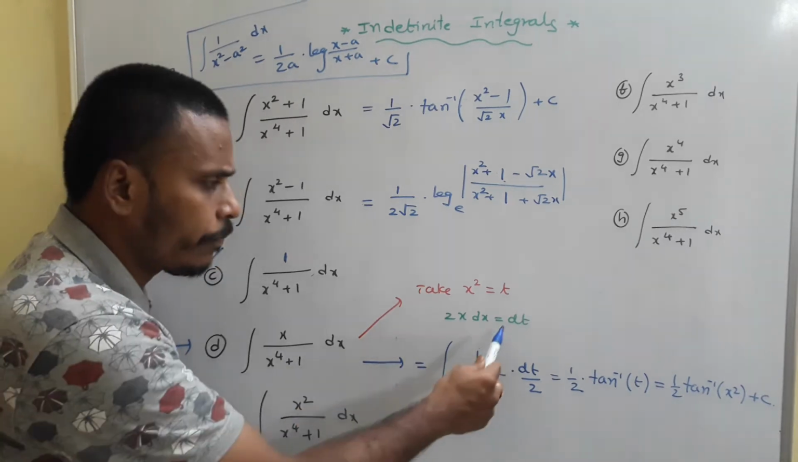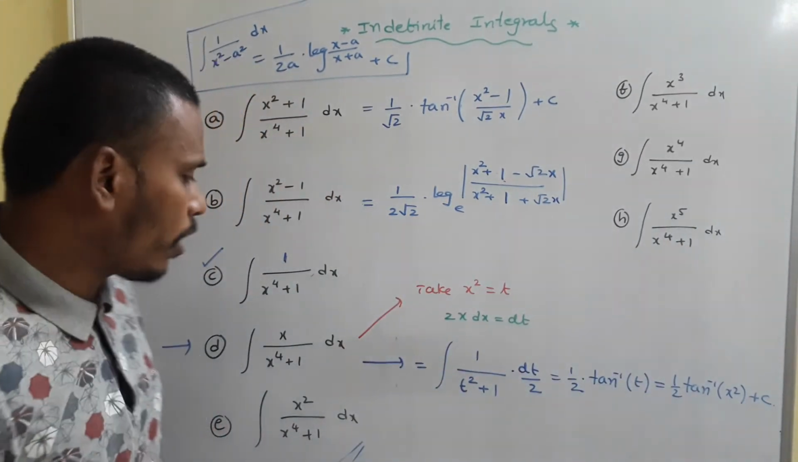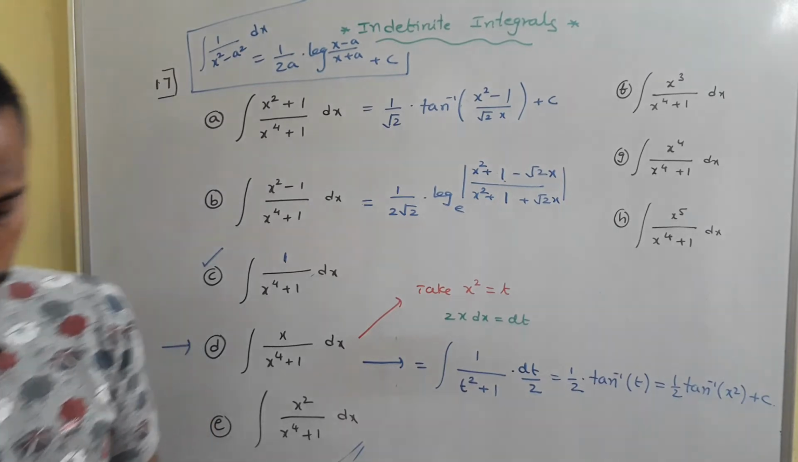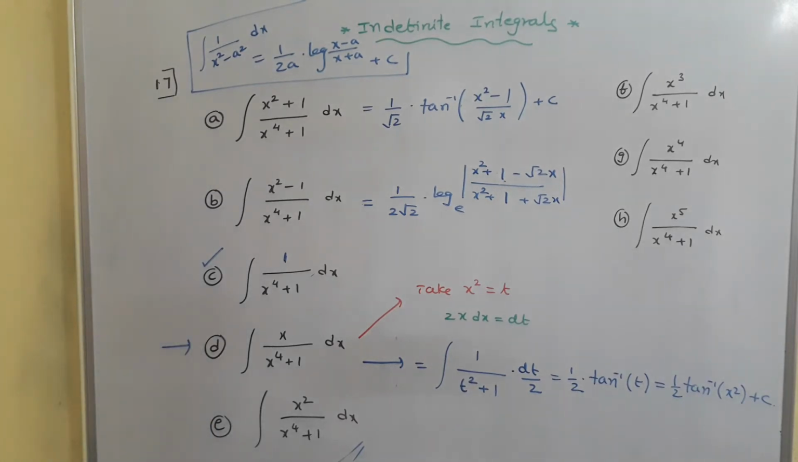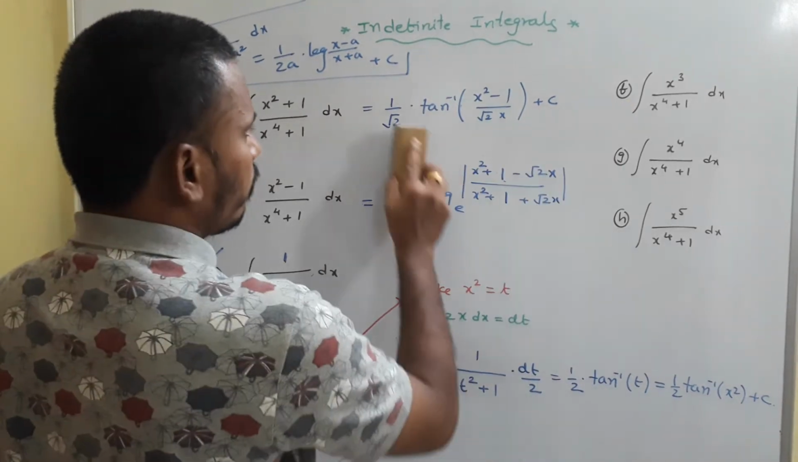In the same way, these three problems are also very simple to answer. First of all, copy this and then try these three. So this is bit D, very easy, of tan inverse x square. Then bit F.